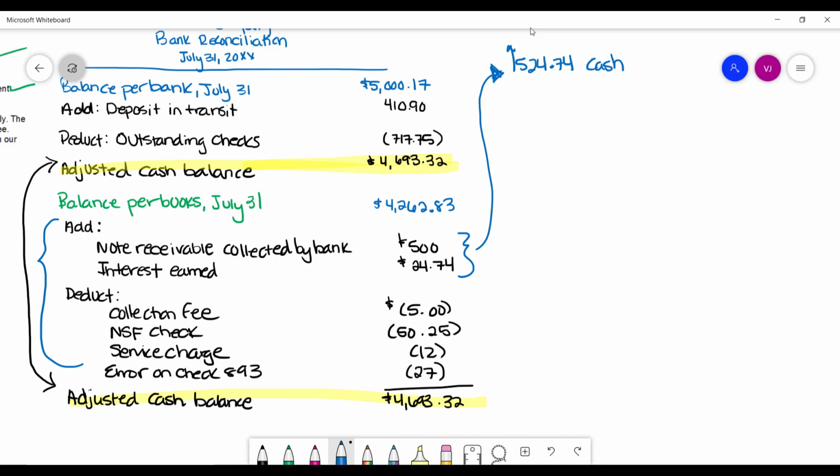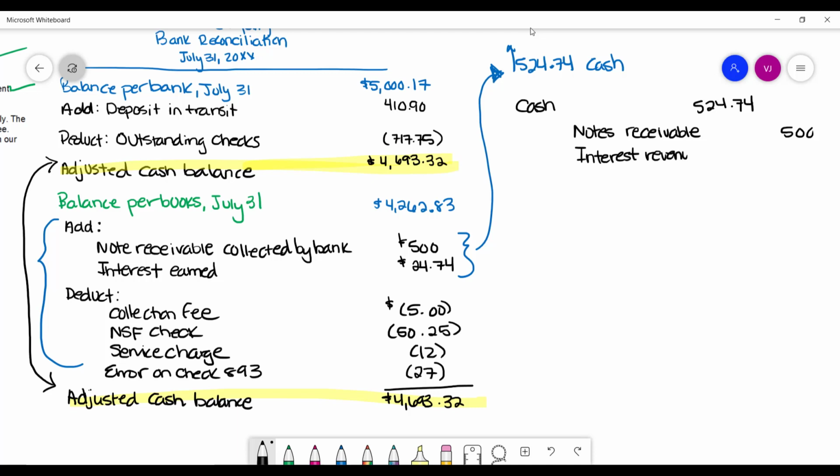So the bank knows that, but we haven't yet journalized that. So here's where we need to journalize that. So we will debit cash for $524.74. And now if we collected a note receivable from a customer, that has been satisfied. So then we would have to credit notes receivable if that customer now no longer owes us that amount.